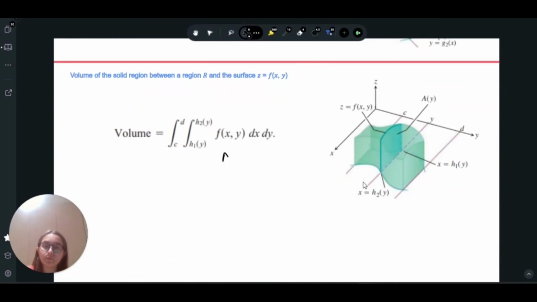Here we have the same thing, but we can divide our object with a plane not only along the x-axis but also along the y-axis. As you can see, this is A(y). So firstly we find the area A(y). And I wanted to show that this is the area.